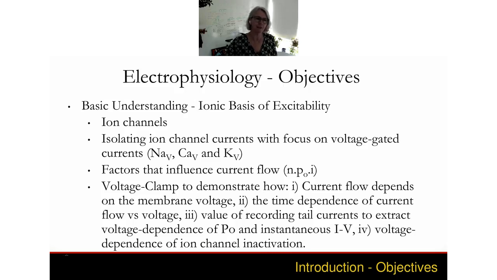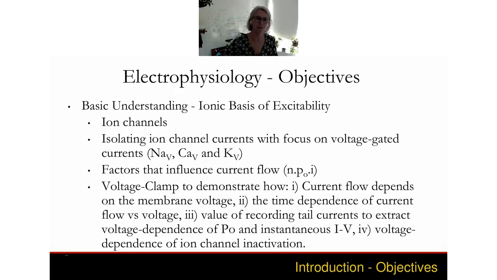And then to show them, through different experimental protocols, the elementary factors that influence current flow: the number of channels, the channel open probability, and how much current flows through a single channel, for example. Then we apply the voltage clamp methodology to demonstrate how current flow through the channels depends on membrane voltage, to introduce the time dependencies of current flow as a function of voltage, and third, to show the value of recording tail currents.